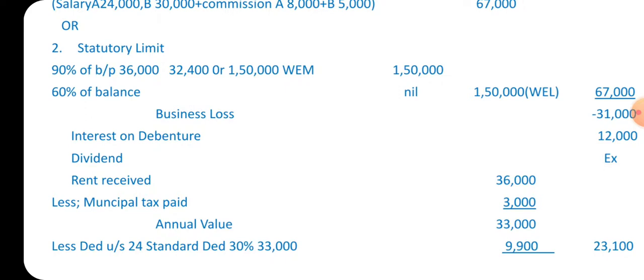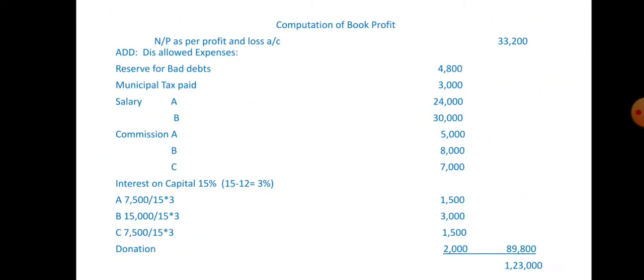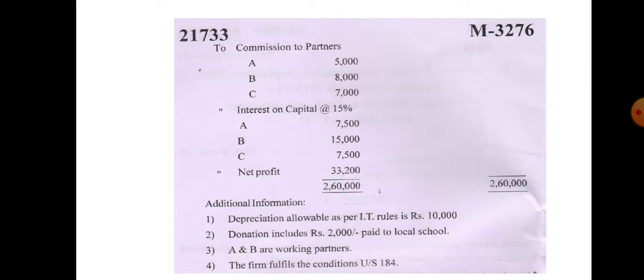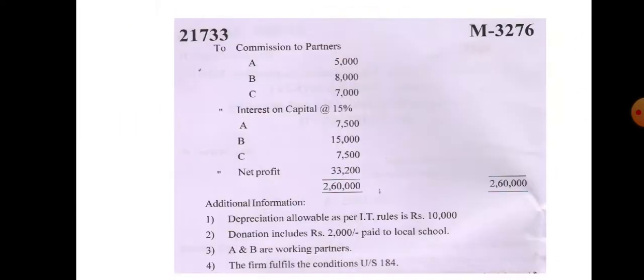If you want, you write the heading income from house property, and after that you take the rent received. The rent received on the credit side is 36,000. You take that as the base, and from that you compute the income. You take less municipal tax paid. So find out whether there is any municipal tax paid on the house property. Where do you have to check? You have to check the debit side of the profit and loss account. See here, it is given municipal tax paid, that is 3,000. So you deduct that municipal tax paid.